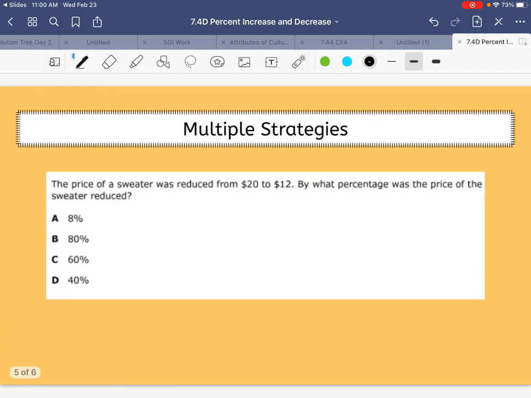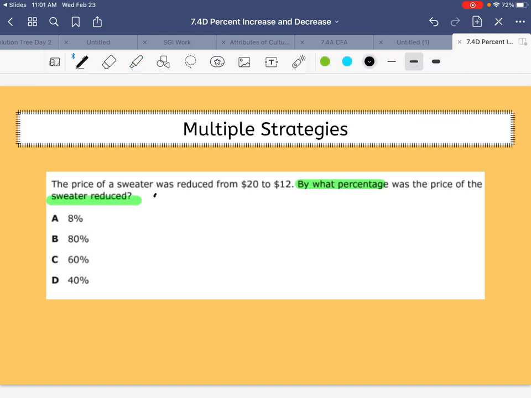We are going to do one more before it is your turn to try. And this is actually a STAR question. So this is what it will look like when you're assessed at the end of the year. So we have the price of a sweater and it was reduced from $20 to $12. By what percent was the price of the sweater reduced? So we want to know what percent the sweater was reduced.